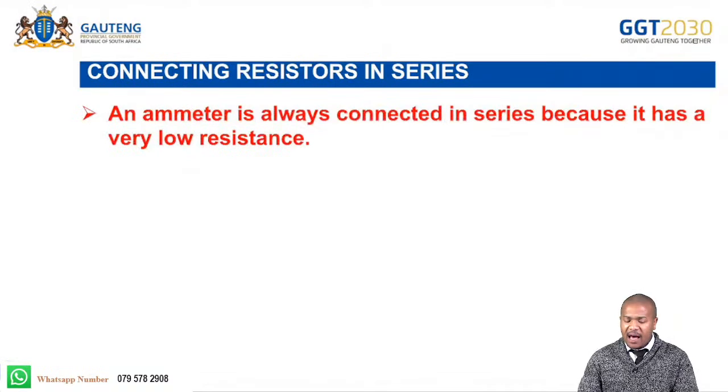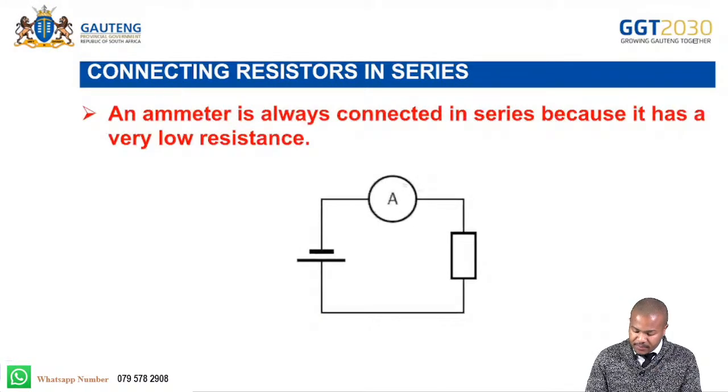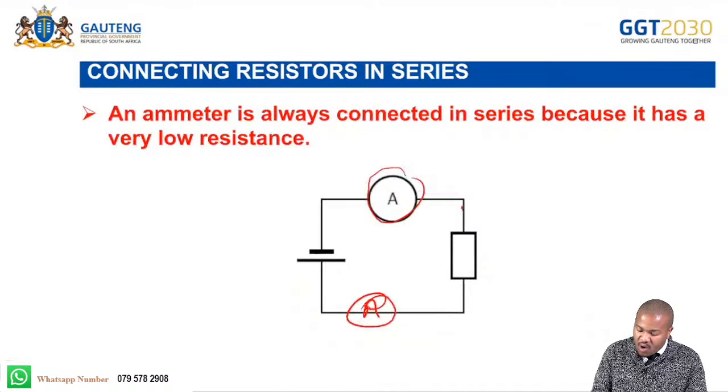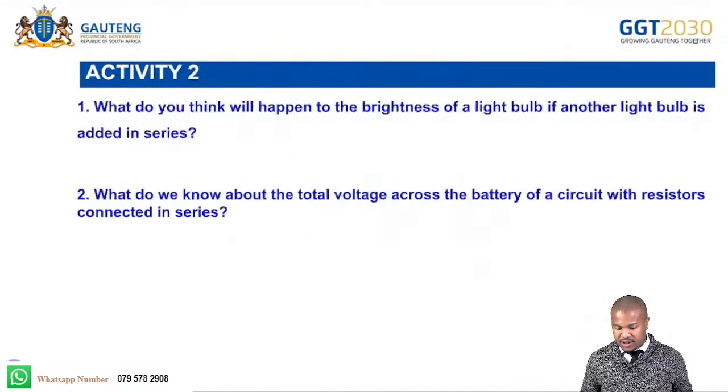Now, an ammeter is always connected in series because it has a very low resistance, right? So here we see an ammeter connected in series. And remember, whether the ammeter is placed here or anywhere in our series circuit, the current is the same throughout.